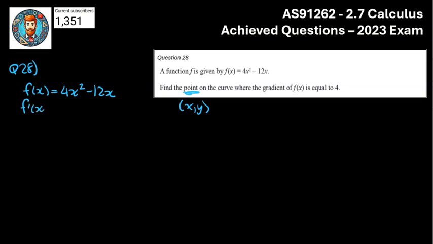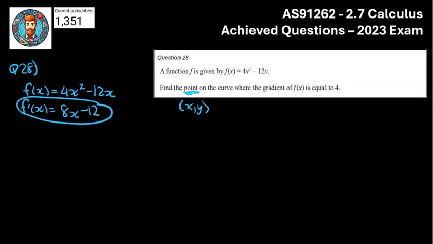So f dash x will be equal to, we differentiate by doing the coefficient times the power. So that's going to become 8x. Remember, your power drops by 1, so my 2 would become 1, and a power of 1 is invisible, so I don't actually have a power anymore. And negative 12x, that's nice and easy to differentiate. I can just drop that x to become minus 12. So I've got my function there.